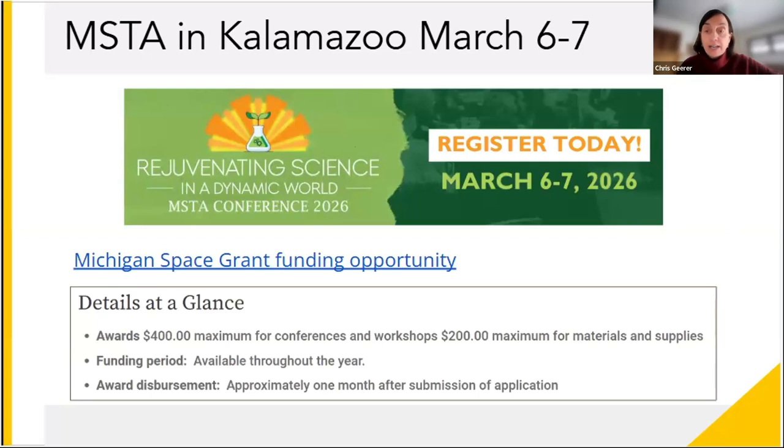We are also going to be at MSTA. We have 6 different sessions that we're offering. And then we also have an opportunity to get some grant funding to attend MSTA, or maybe to get some funding for other materials or anything that you're looking for. So Michigan Space Grant has some money available. So if you are not signed up yet for MSTA and you're looking for cash, there's that opportunity.